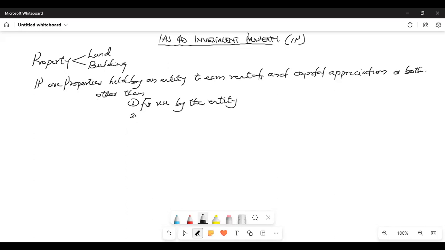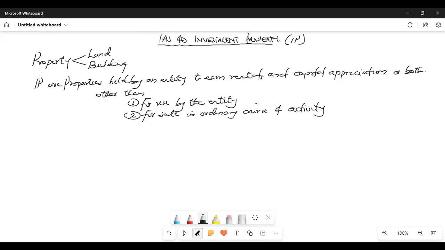Number two, other than for sale in the ordinary course of activity. So it's not a property that they sell. No, no, no. So distinguish investment property from real estate people, because real estate people sell them. But here we are not looking at those ones. We are looking at the ones that you give for rentals so that you earn money, or you keep it for capital appreciation. So that is an IP.